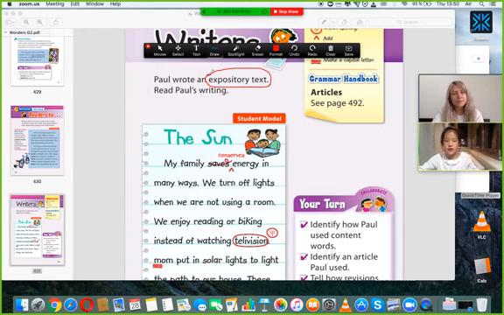It's something that is something that is different and information. And let's read it.